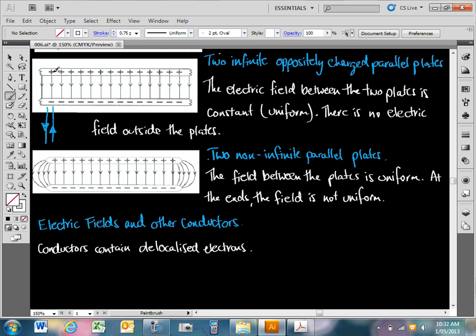So in the situations that we saw here, this infinite plate or these finite plates, the charges move freely within the conductor until they are equally repelled across the conductor. Okay.